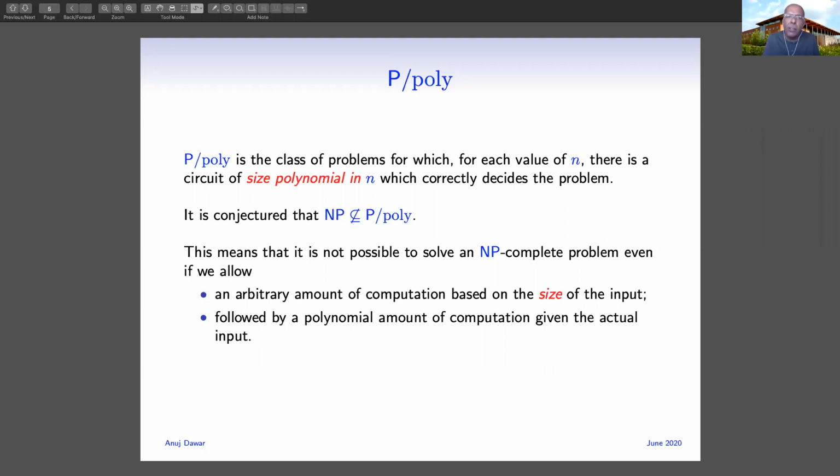The preparation of the circuit can involve anything. I mean, I say arbitrary amount of computation. It doesn't even have to be computable, okay? Okay, so that's P/poly.